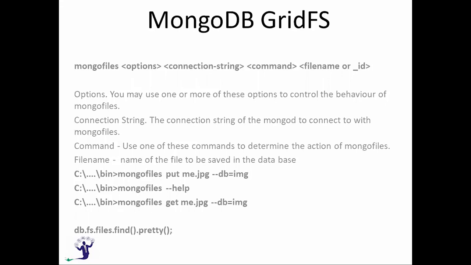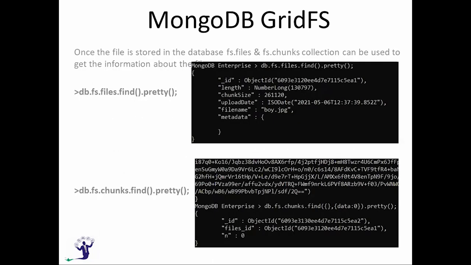Mongofiles options: connection string, command, file name or ID. Mongofiles put and get are the two methods we are using here. Put is to write and get is to retrieve. As I have put the file in the same folder, I do not have to give the path. Otherwise you have to give the complete path wherever the file is. Then the name of the database in which you want to put this file information. Here it is, the output of files and chunks.